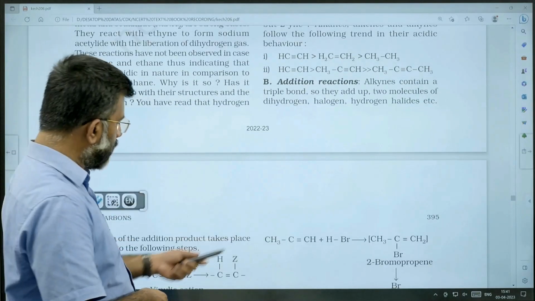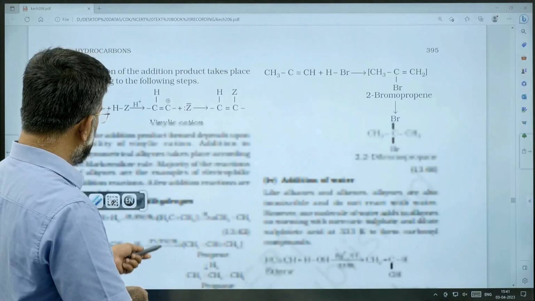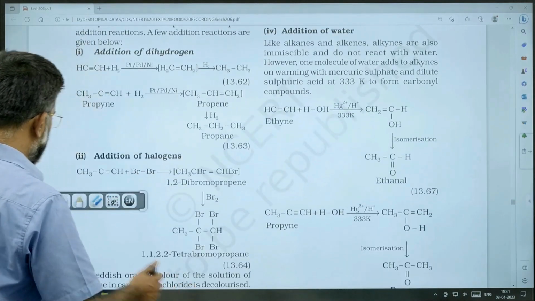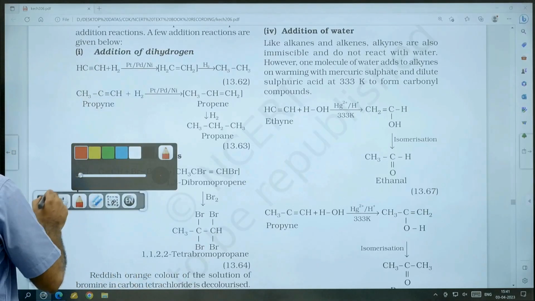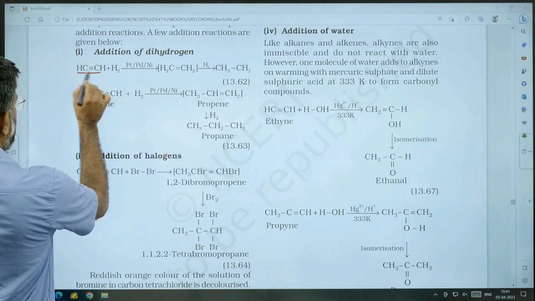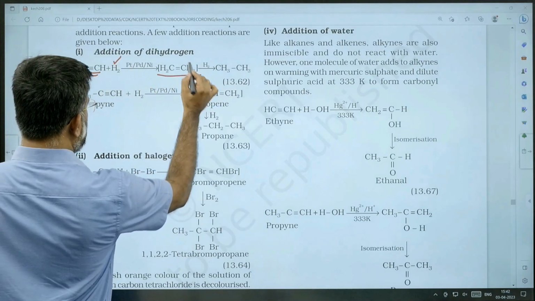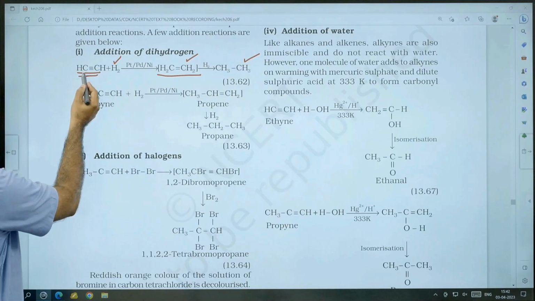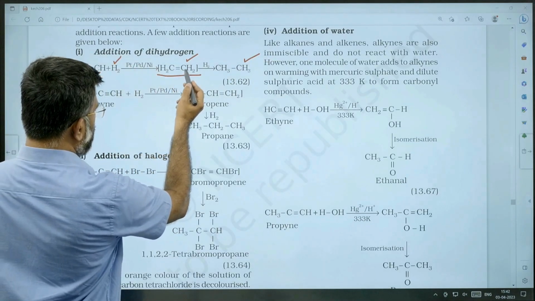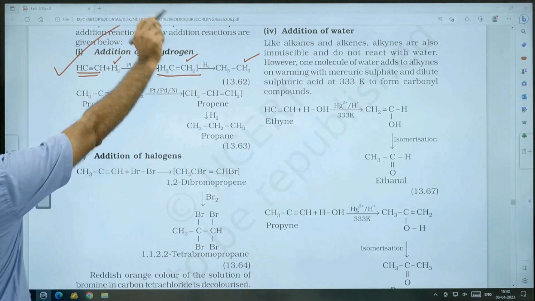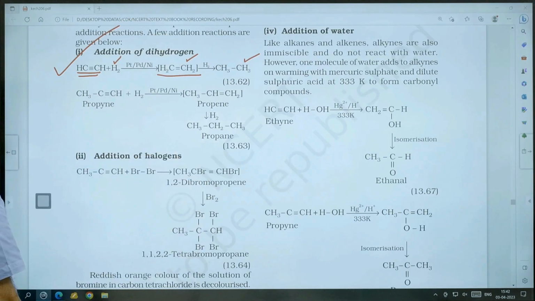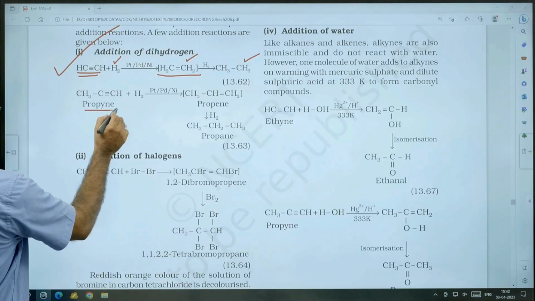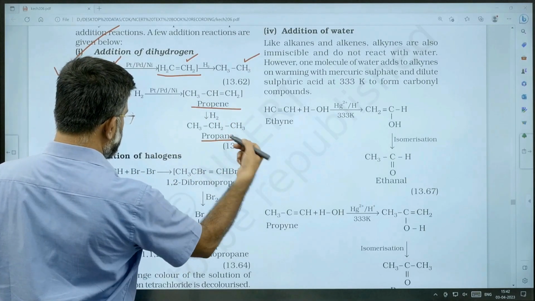Then addition reactions. Addition with hydrogen, already explained. See, alkyne added with hydrogen, you get alkene, and from there alkane. So ethyne converted to ethene to ethane. Already explained in the previous area of discussion. Propyne gives propene, gives propane.